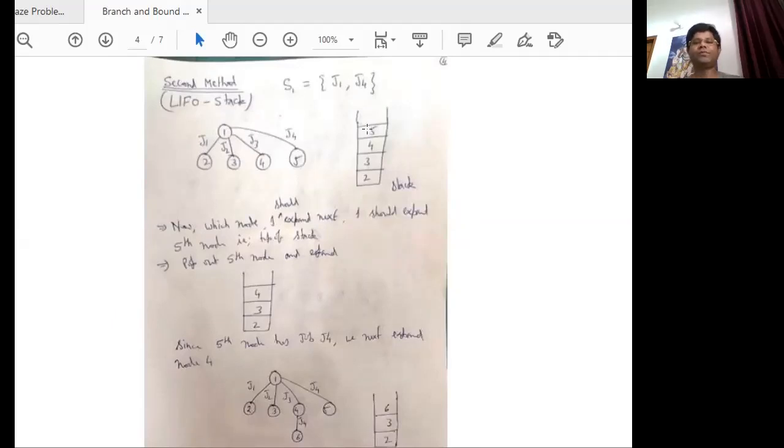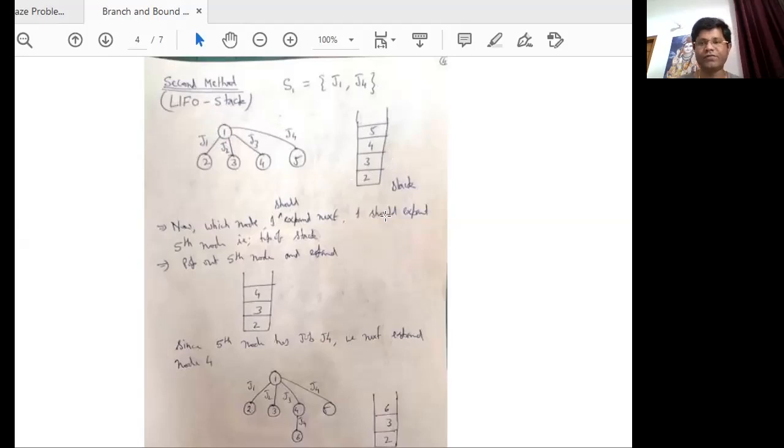So here we are pushing all the nodes into the stack in the order in which they arrive. First the job J1 will arrive, so place node 2 here. After that job J2 will arrive, so node 3 will be placed. After that job J3 will arrive, so node 4. Job J4 will arrive, so node 5. So in this order we are pushing the elements into the stack.